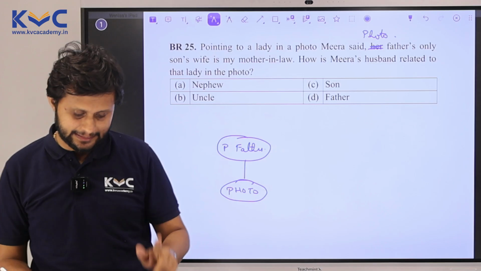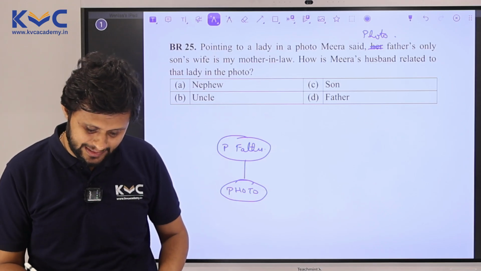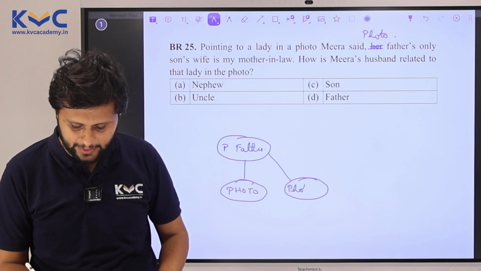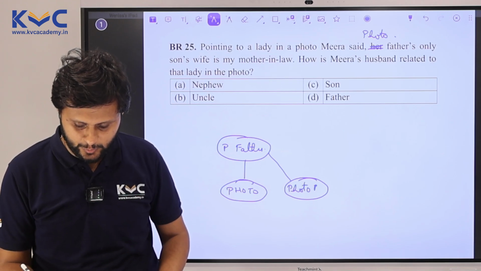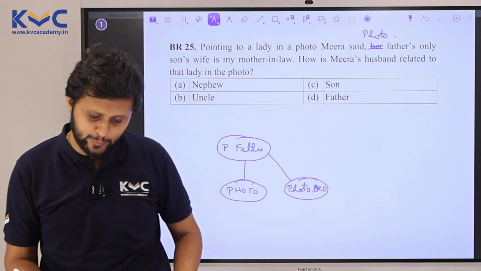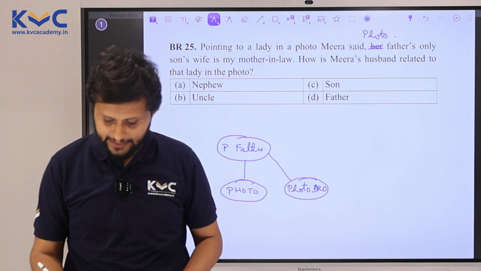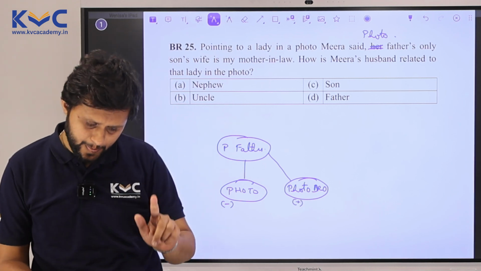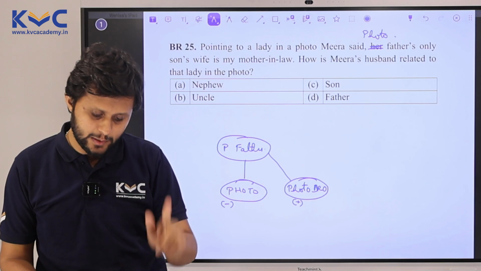Only son. So this is photo's sibling or photo's brother only, I can say, only son, right? Okay, so this is a lady. Photo is the lady. This is female. This is male. Photo's brother is there. What is he now? Son's wife.